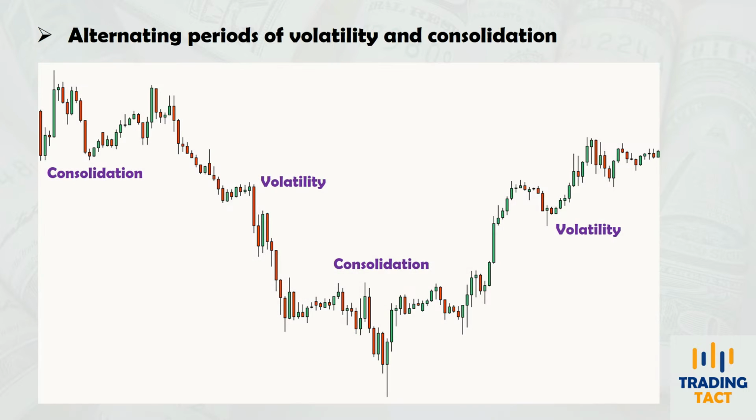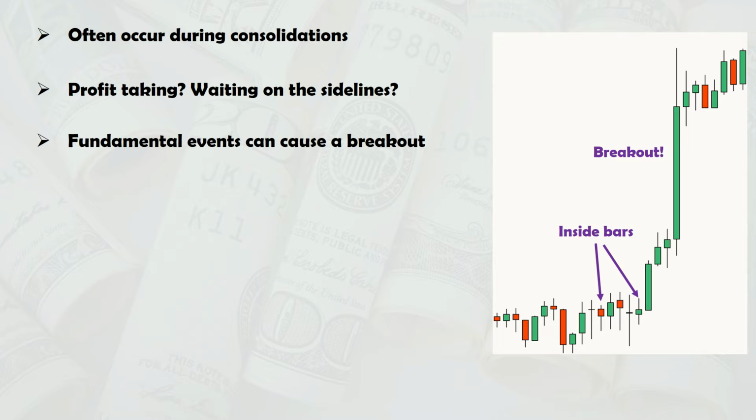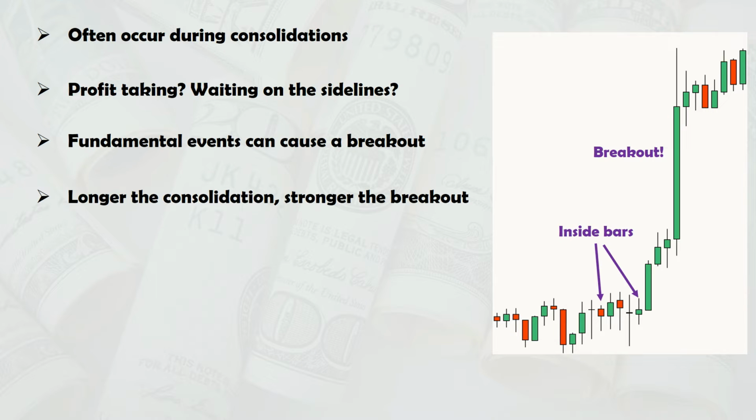Markets usually alternate between periods of volatility and consolidation. Inside bars often appear during consolidations and indicate a brief period of calmness. Market participants could be taking profits after riding the initial wave of a trend, or they could be awaiting a major news release. During these consolidations, any fundamental impetus, such as a positive economic report, can create a strong breakout. Traders who were previously waiting on the sidelines quickly jump into the market, amplifying and sustaining the emerging trend. The longer the prior consolidation, the stronger the breakout tends to be.